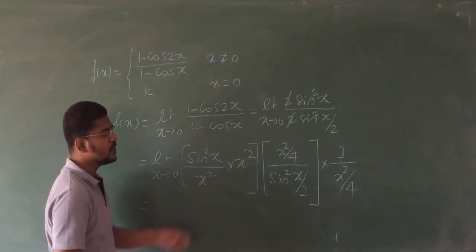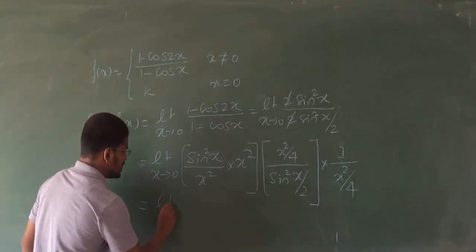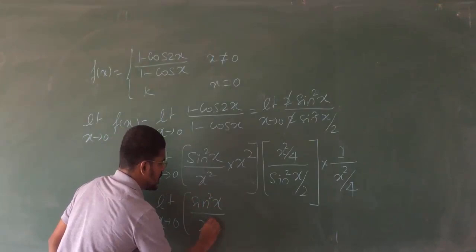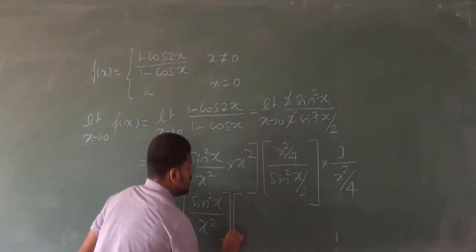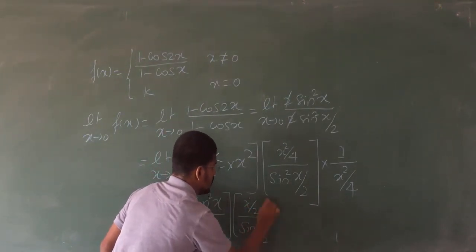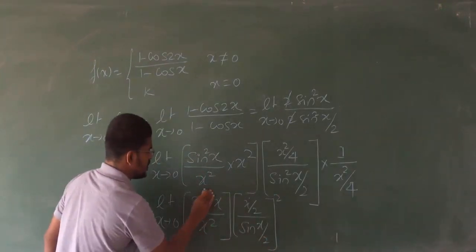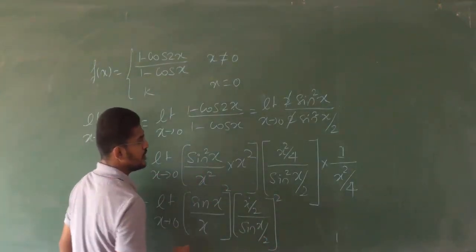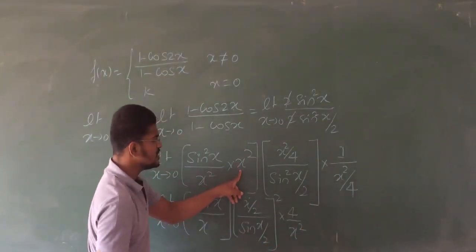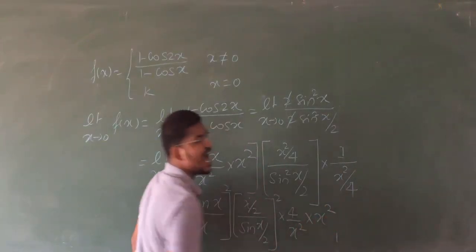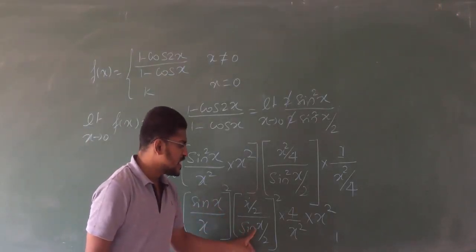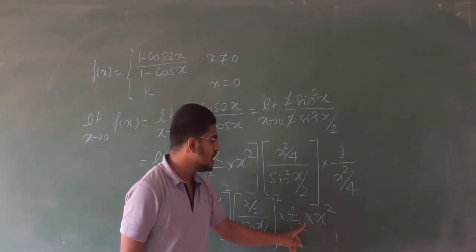So now if you simplify this, here limit x tending to 0, sin square x divided by x square will be one term. Second term will be x by 2 divided by sin x by 2 whole square. So this also can be written as whole square. Here you can write this term as 4 divided by x square, and this multiplied by x square you write as it is. Clear students? So sin x by x whole square, x by 2 divided by sin x by 2 whole square, 4 by x square into x square.